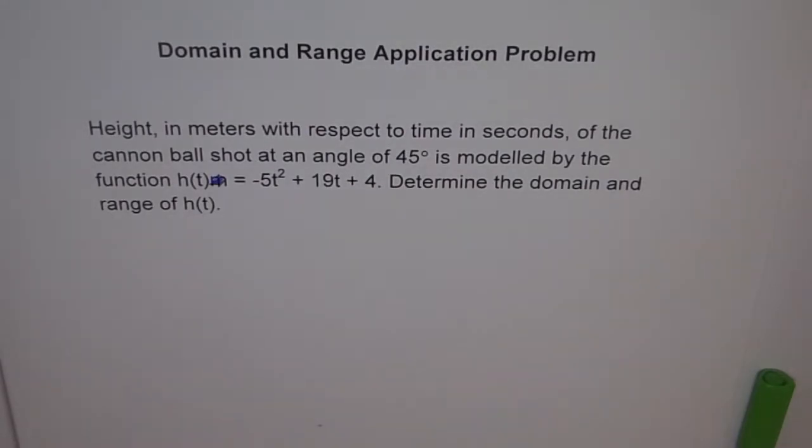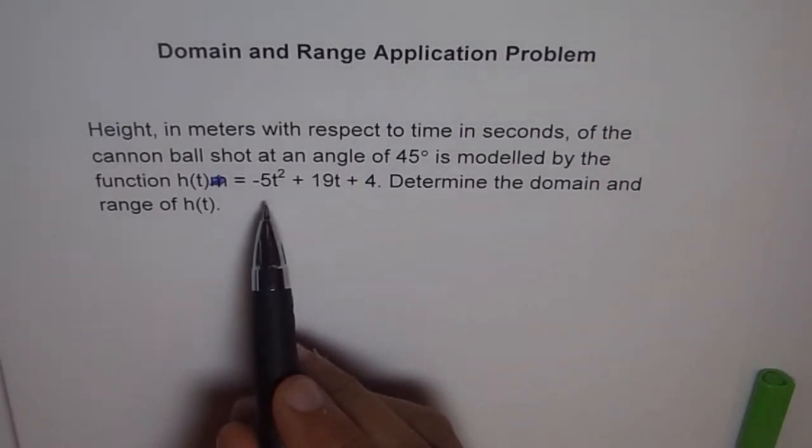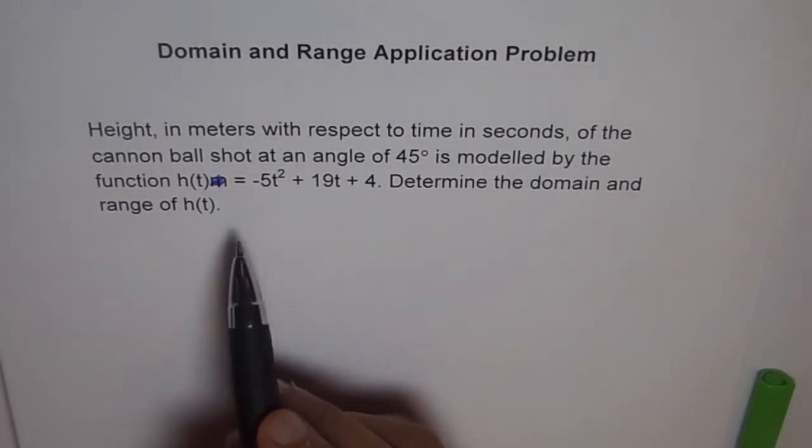Okay, now it's a quadratic equation. We know domain is all real numbers because it's a quadratic equation, right? But in practical cases, we take t as greater than or equal to 0. We cannot take t as negative.